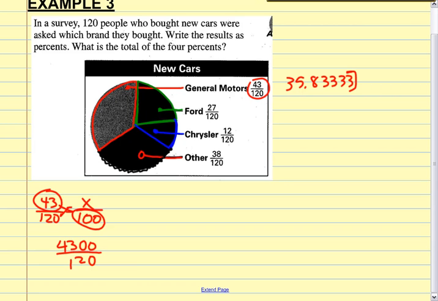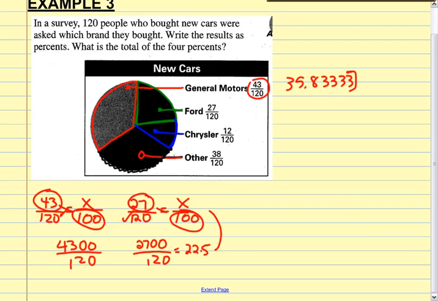All right, now let's look at 27 over 120. Okay, how many is that out of 100? Well, let's cross multiply. We're going to get 2,700, and then we're going to divide by 120. Let's see what that gives us. 2,700 divided by 120. Okay. And that equals 22.5. All right? 22.5%. This is a percent. I'm leaving some space here, and you'll see in a minute. It's to do this last part.